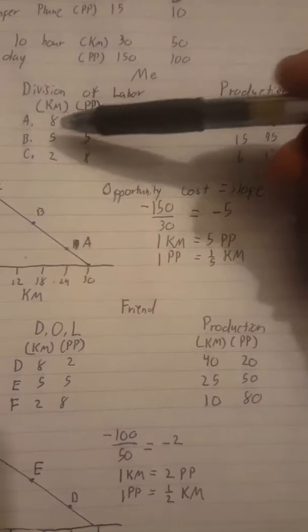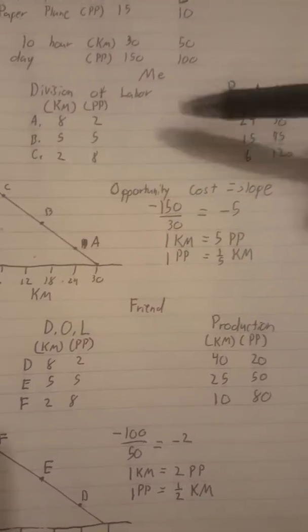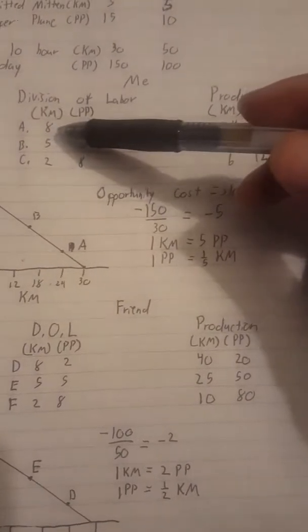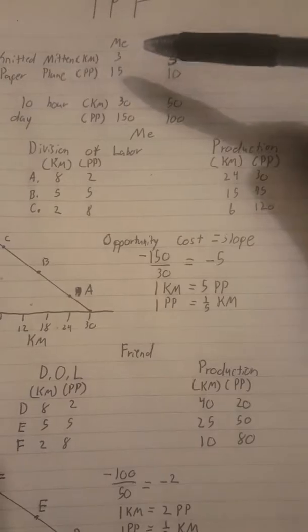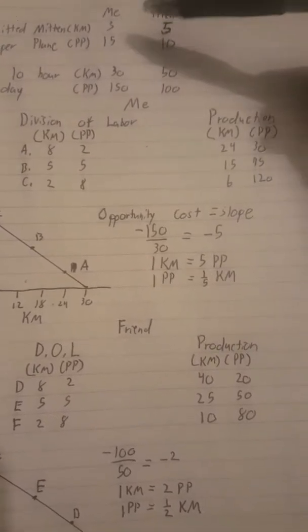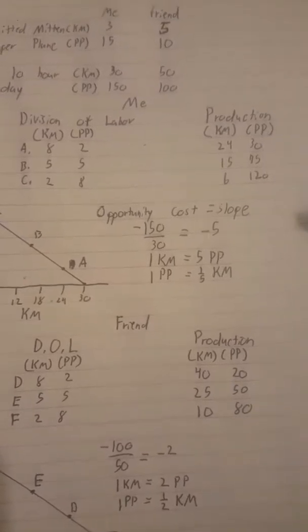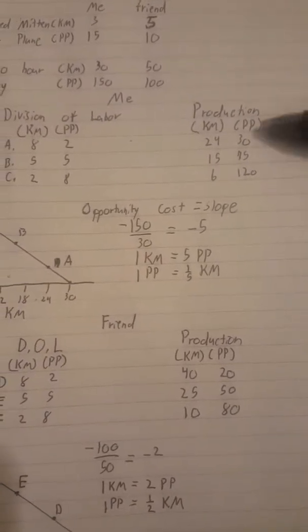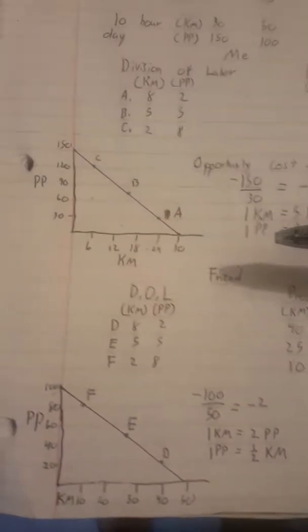So let's say I go with 8 and 2, then I make 3 in 1 hour, and so 8 times 3 is 24, or then 2 times 15 is 30. This is how we get these numbers over here for the production. And it depends how we divide up the hours worked.